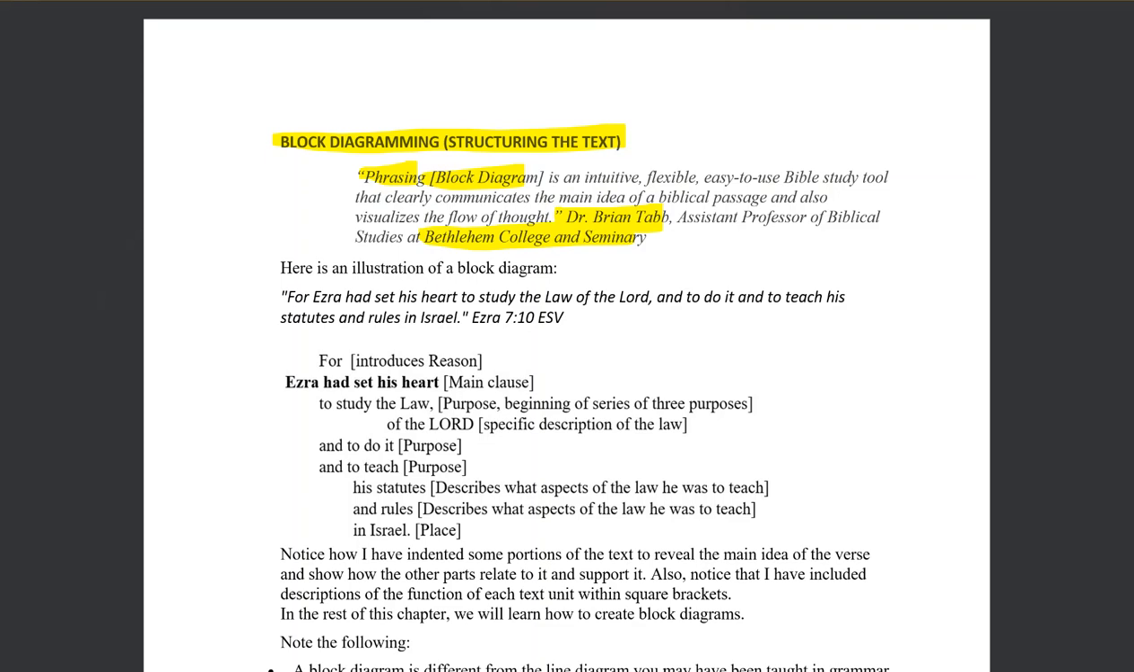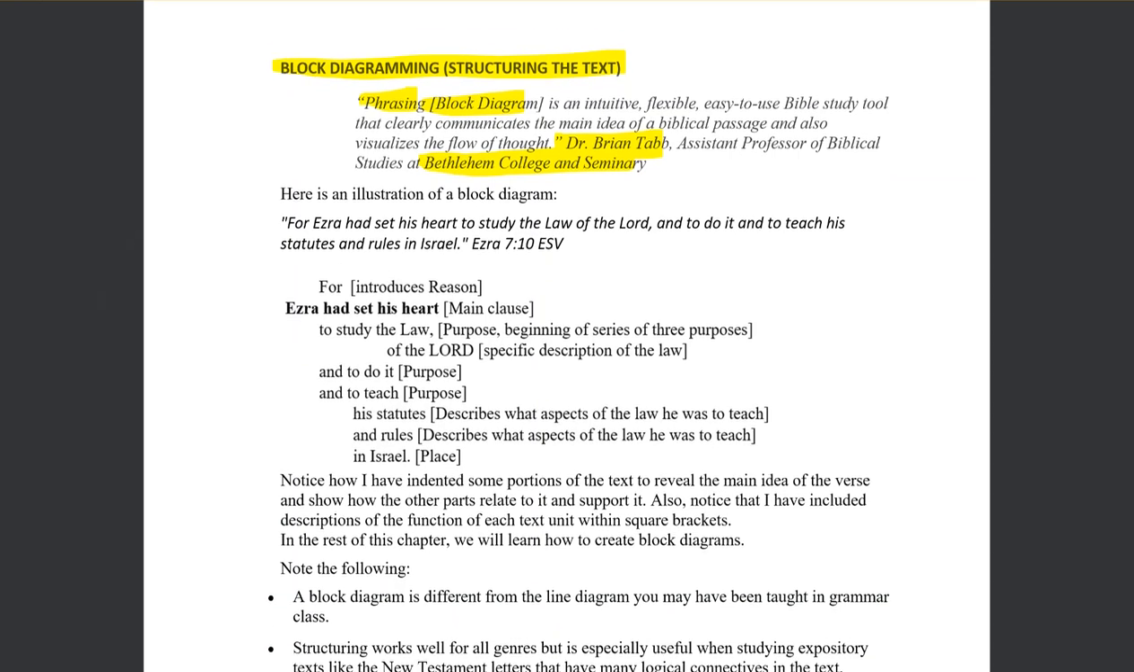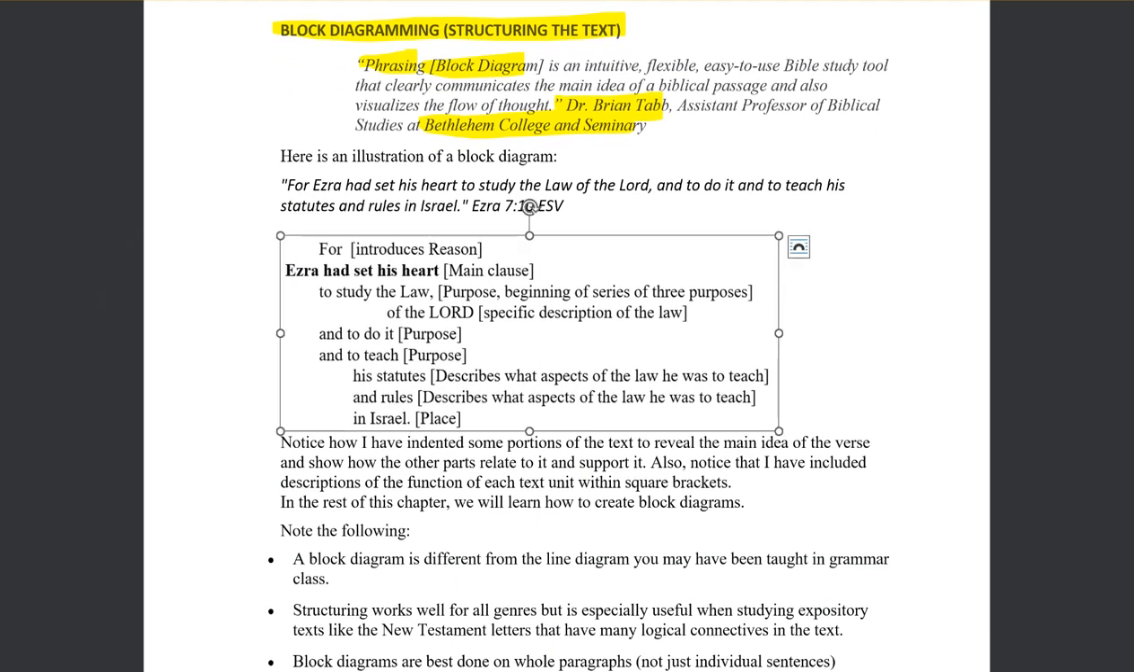Here's an example that I want us to start with and just look at how I use block diagramming or phrasing or propositional outlining to be able to look at this text. The text I want us to look at is Ezra 7:10, "For Ezra set his heart to study the law of the Lord and to do it and to teach his statutes and rules in Israel."